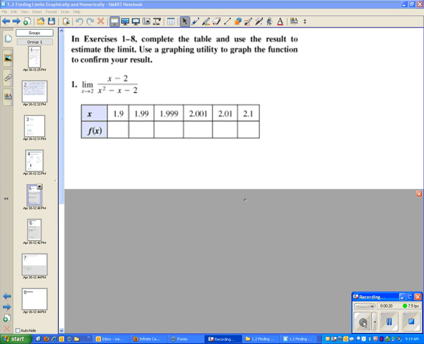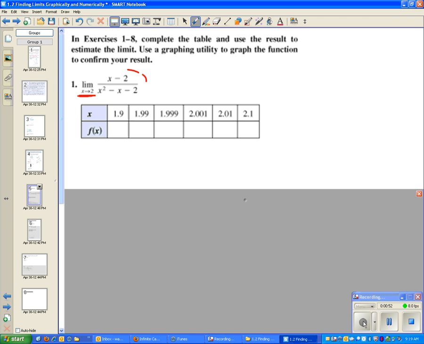All right, so let's get to work. Now, if you remember, to find the limit of a function, the limit is the number that the function values are getting closer to as x gets closer to a certain number. So, for this problem, as x gets closer to 2, that's what this notation means. The limit as x approaches 2. So as x gets closer to 2, what does our function value get closer to?